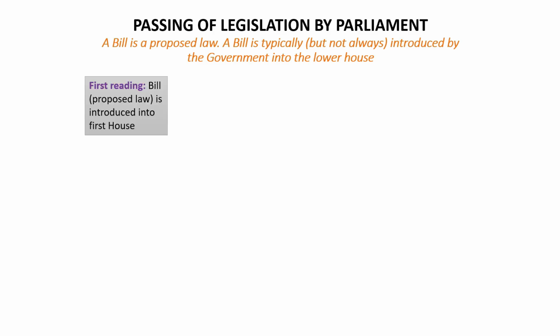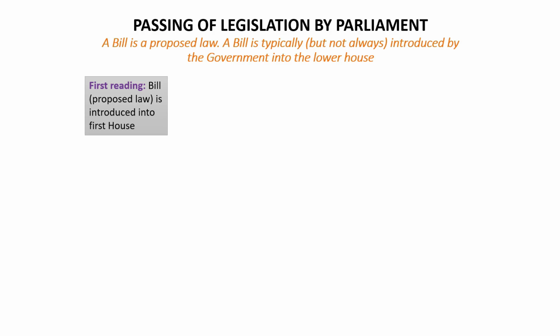The first stage in the passage of a bill through Parliament is the first reading. This is where the bill or proposed law is introduced into the first house. Now, bills are typically introduced by the government into the lower house of Parliament. For the Commonwealth Parliament, this is the House of Representatives, and for the Victorian Parliament, this is the Legislative Assembly. The reason for this is that the government has the majority of members in the lower house. Because the government has the majority of members, and therefore the majority of votes, in the lower house, the government can be sure that the bill will be passed by the lower house.